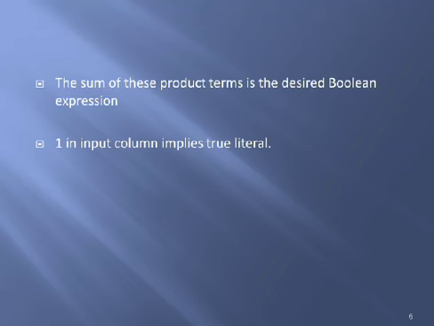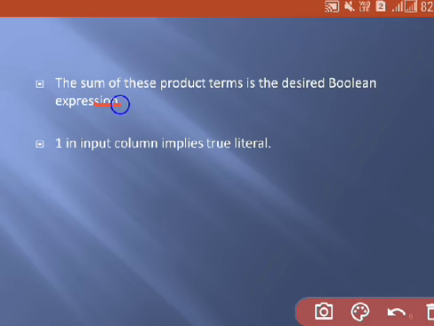So the sum of these product terms is the desired Boolean expression. What do you mean by the sum of these product terms? That is nothing but sum of product terms. As the name itself tells, it is the sum of the different product terms for which the output is becoming 1.